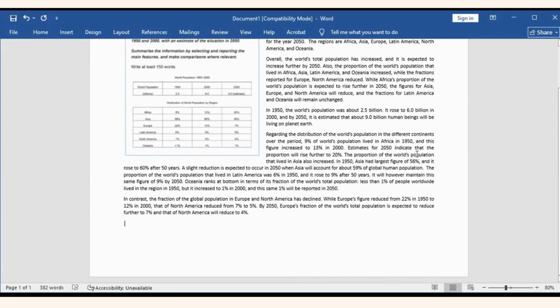So please keep that formula in mind. It's going to help a lot whenever you write reports. X% of Y is Z. You can apply it to almost every kind of report that involves percentages. Look at it here: 9% of the world's population lived in Africa. Can you see that?